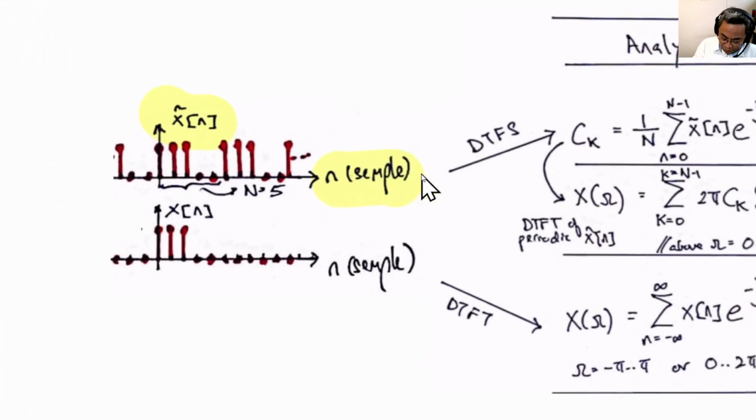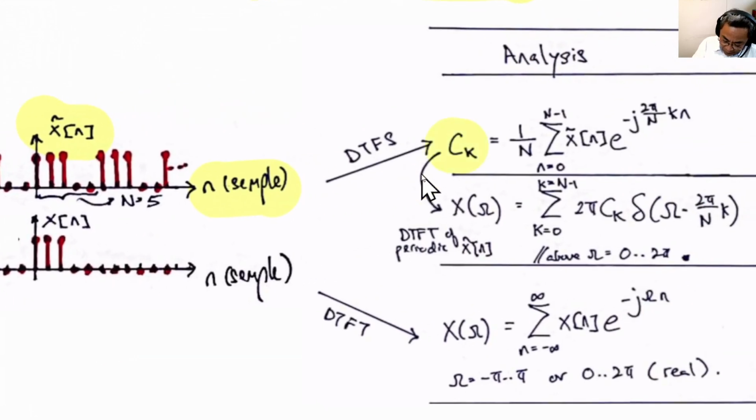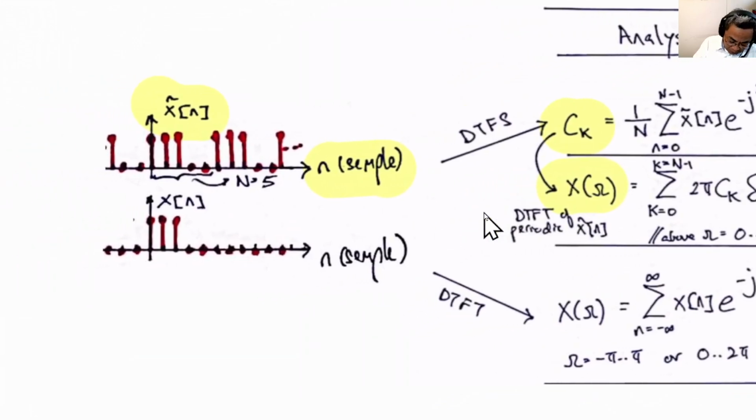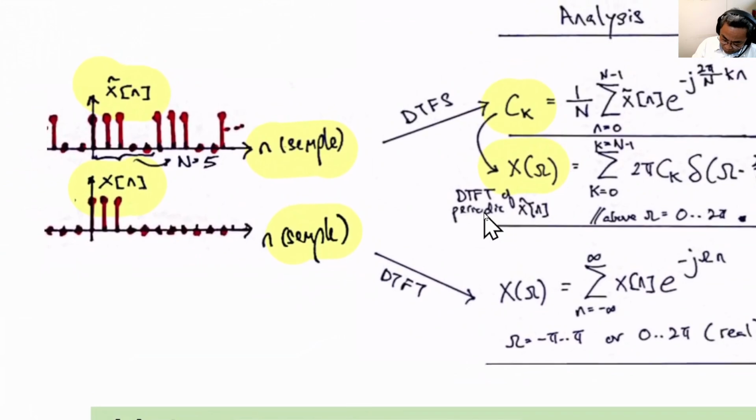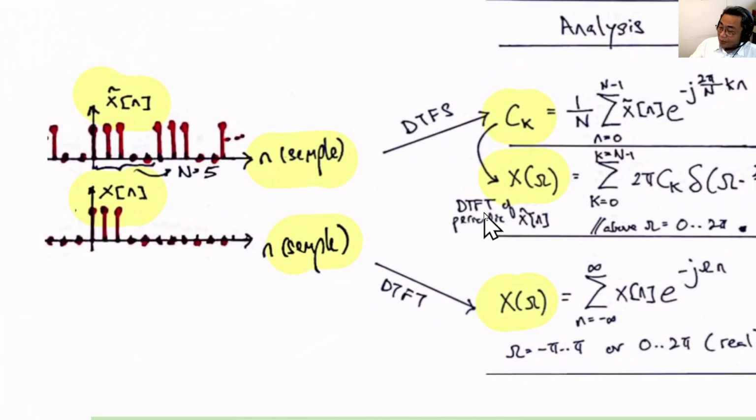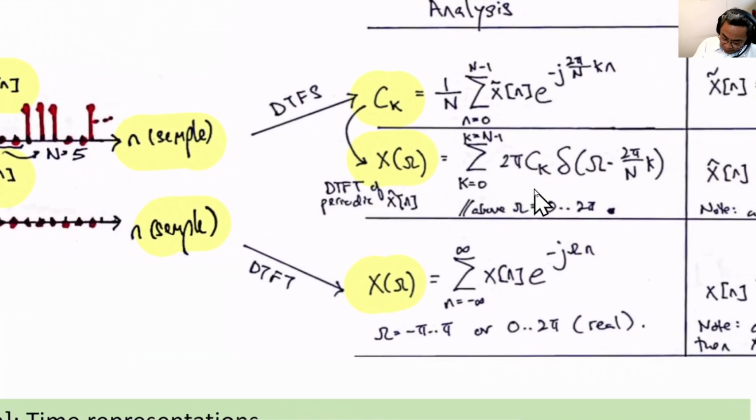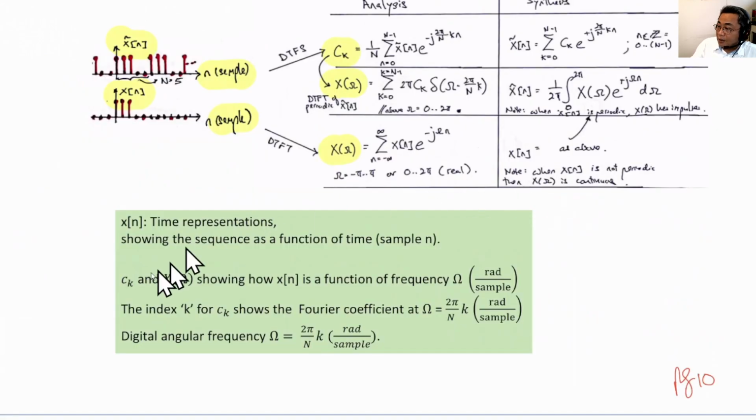What about frequency representation? Well, we say that we convert, let's say, this periodic signal to c_k and X of omega, and for an aperiodic signal, we convert it only to X of omega. So why do we think of this as the frequency representation of x? Well, the idea is this. The c_k's and X of omega are showing x of n as a function of frequency.